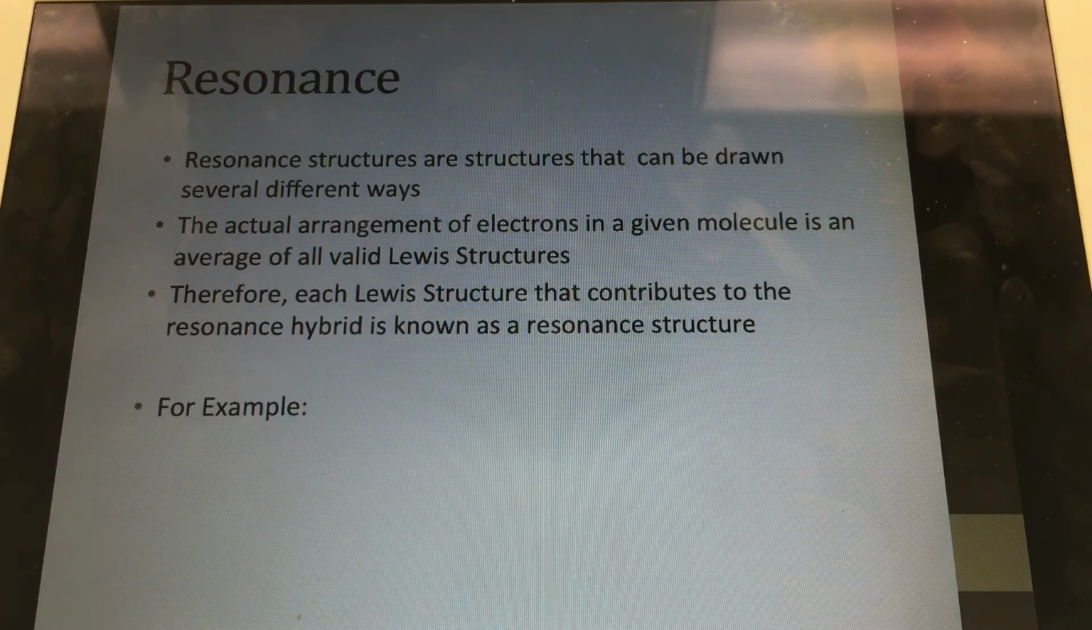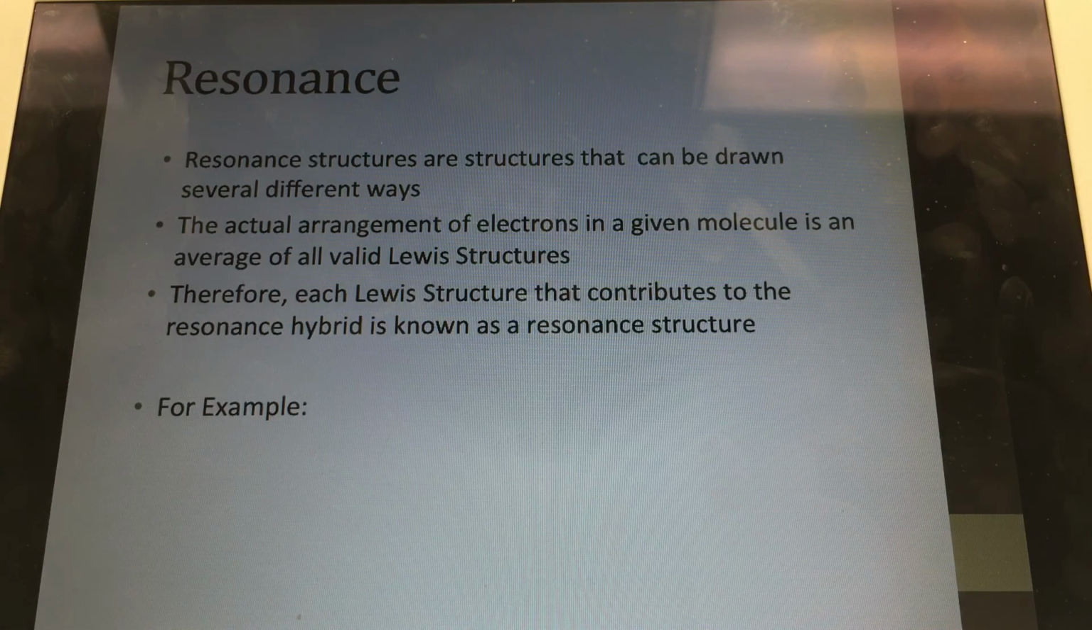The next topic I would like to talk about is resonance. When drawing Lewis structures, there are several known ways to place double bonds and lone pairs of electrons in the framework of atoms. The actual arrangement of electrons in a given molecule is an average of all the valid Lewis structures of that molecule. So the one that stands correct and actually exists in the real world is said to be the resonance hybrid for that molecule.